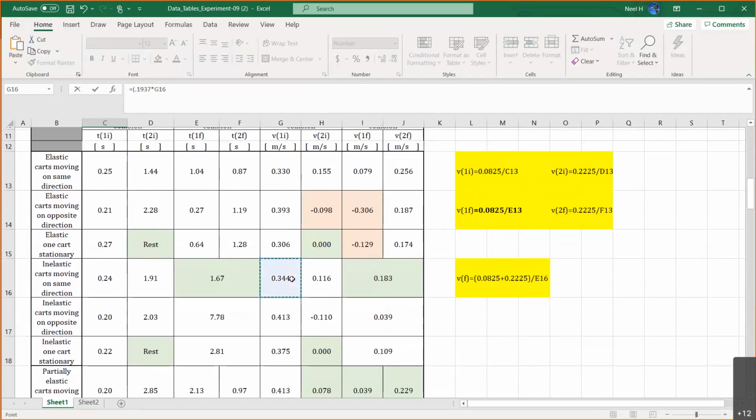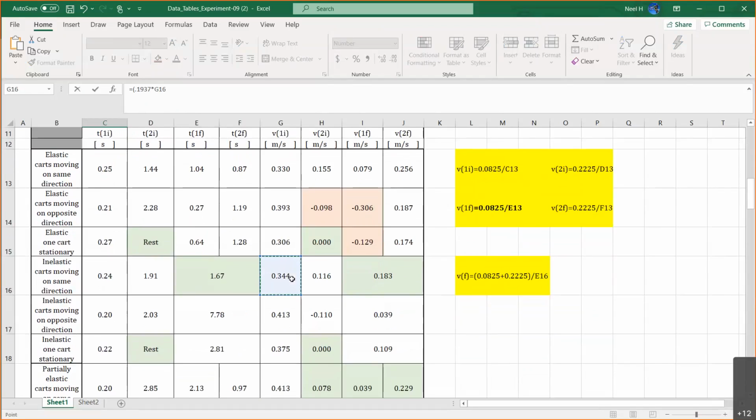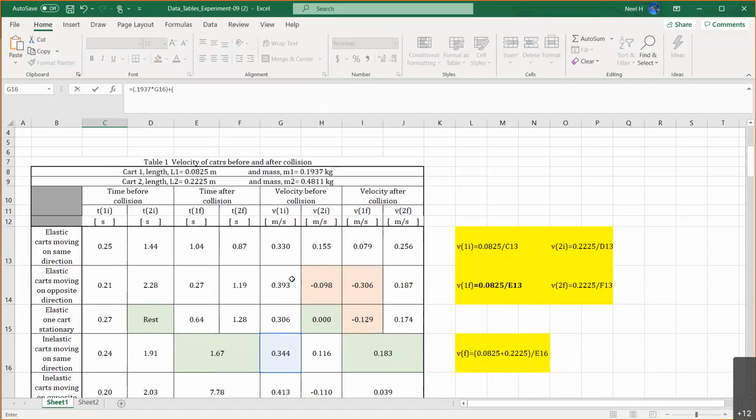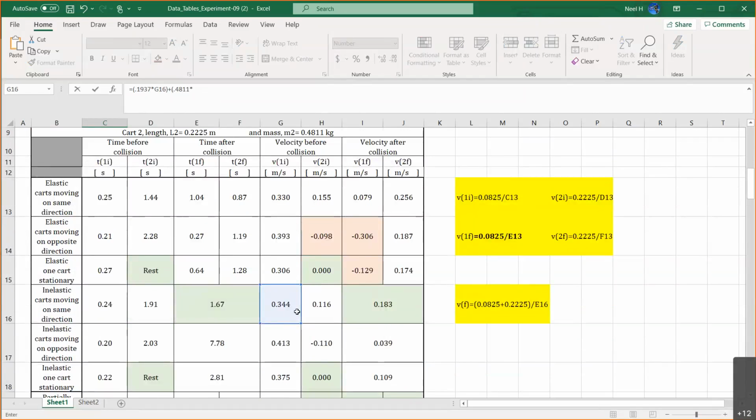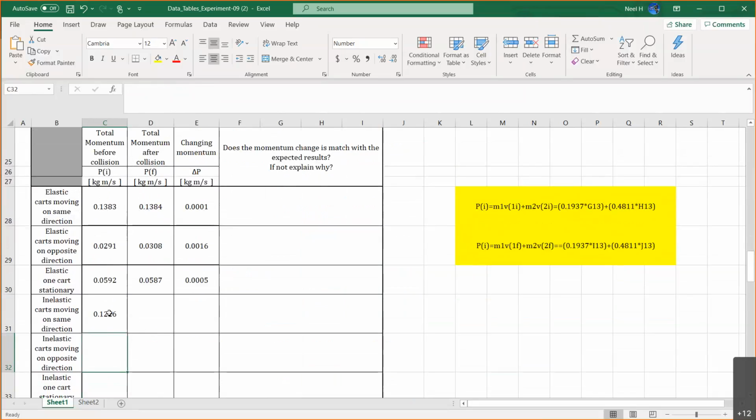Cell value G16, close brackets, plus open brackets, mass of the object number 2, 0.4811, multiplied by the velocity of the object number 2 before collision, cell value H16, close brackets. Hit enter, so I got the momentum for that.